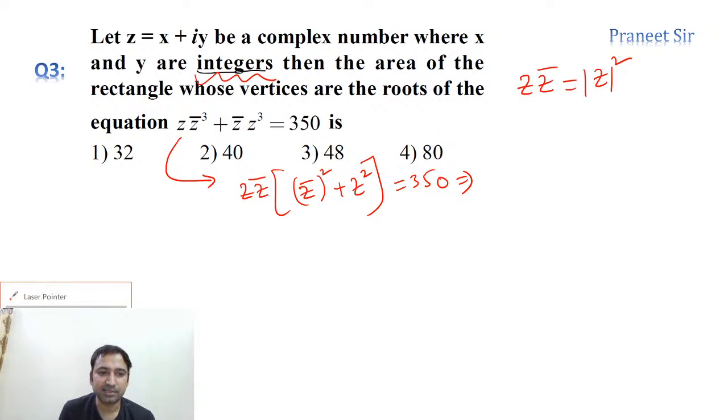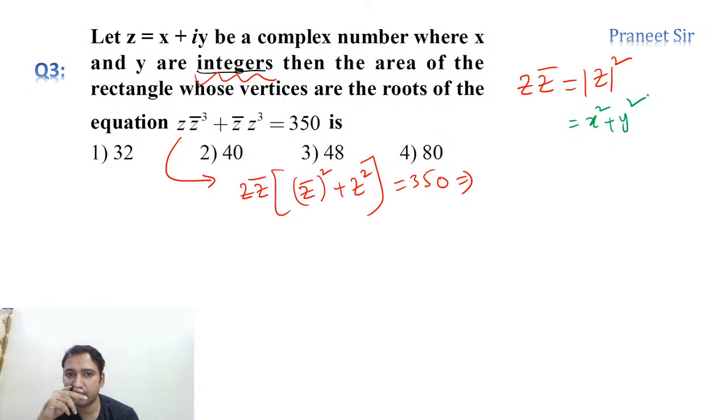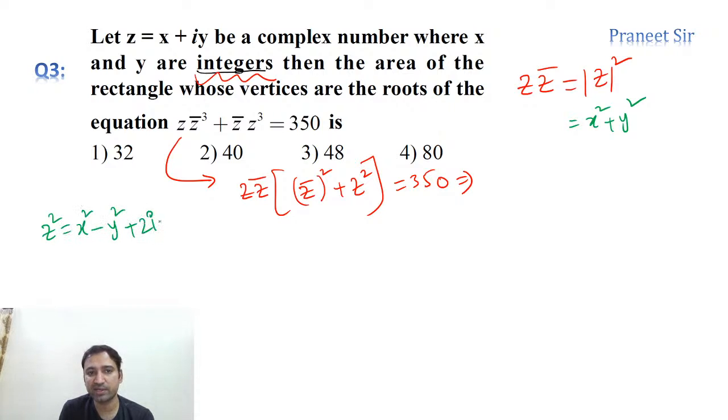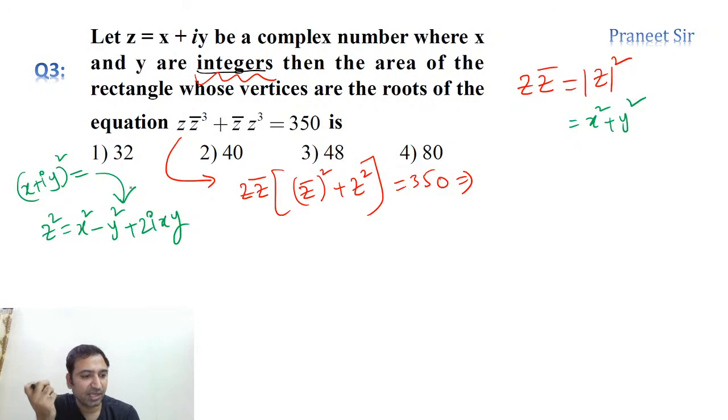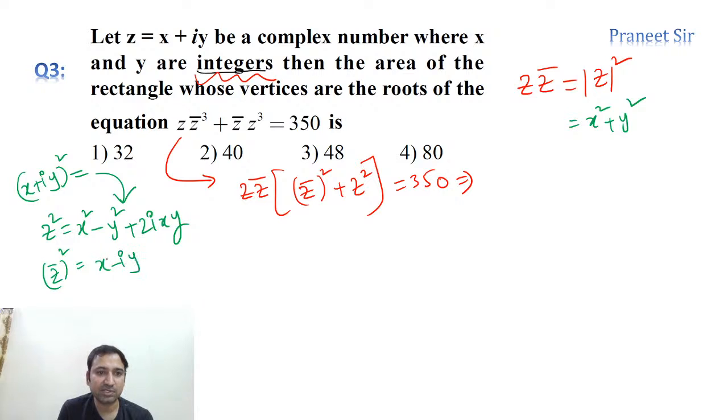z into z bar is x² + y² only. And what about z², guys? Can we calculate z²? z² is x² minus y² plus 2ixy only. If you square x + iy, we'll get to know whether we get this or not. Yes, we're getting this. What about (z bar)²? (z bar)² is nothing but (x − iy)² only. Correct or not? That is x² minus y² minus 2ixy.